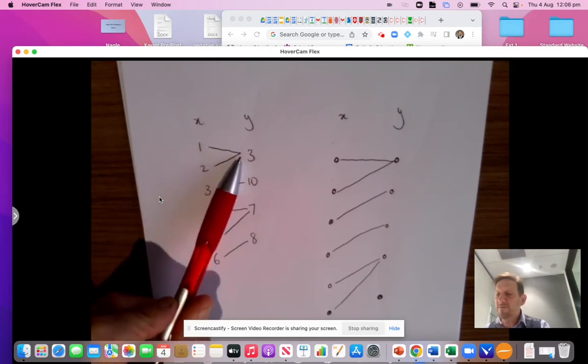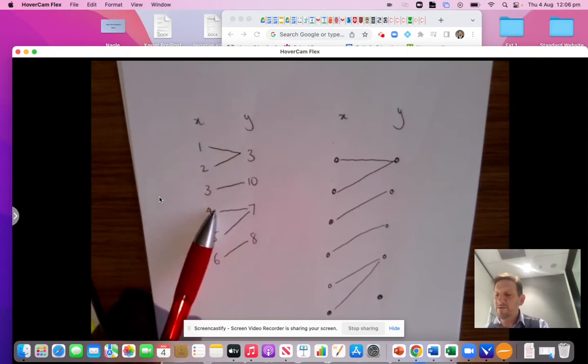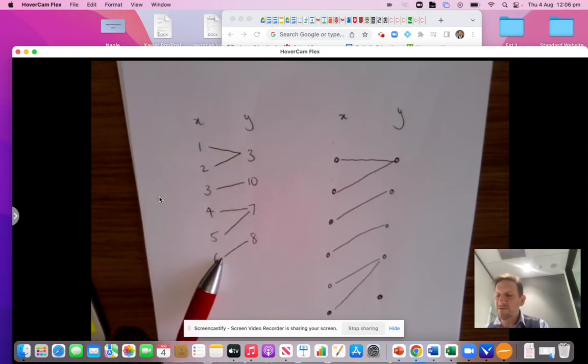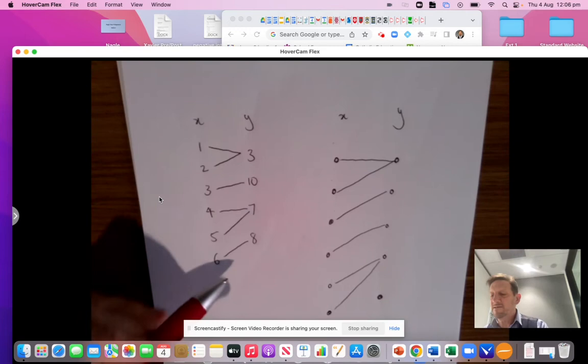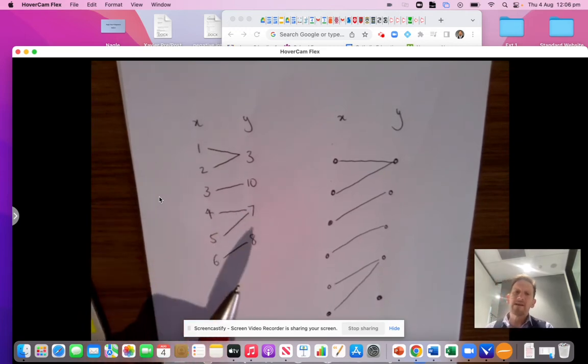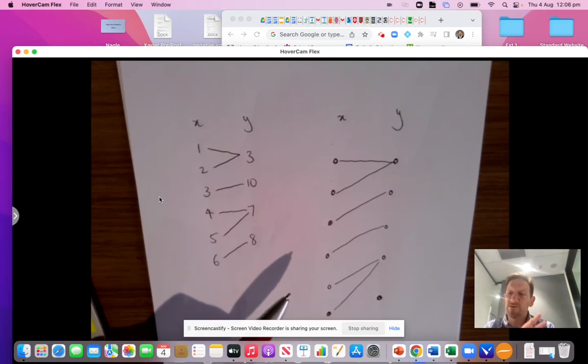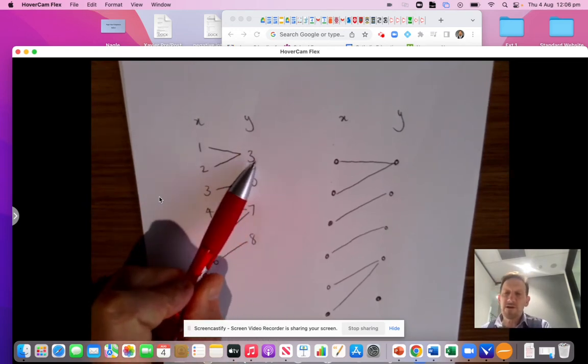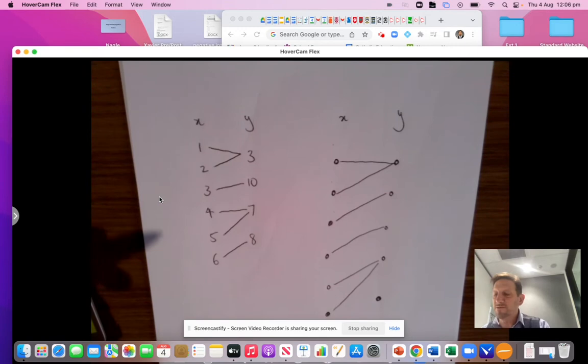Same thing here with not really graphs anymore, but is this a function? This x has one value. This x has one value. This x, one value. This x, one value. One value, one value. This is a function because every single x has one value at most. Can't have two. Doesn't matter if the y has lots and lots of values going to it.